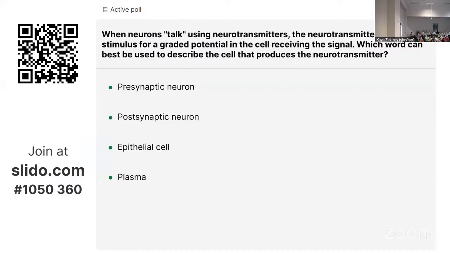Okay. So we're about to talk about the steps of communication at a synapse, which is going to focus on sending out neurotransmitters and receiving them. So when we talk about cells talking using neurotransmitters, what's actually happening from a mechanism perspective is that we have a neurotransmitter that's acting as a stimulus for a graded potential in a cell that's receiving that signal. So using the terminology that we've just learned, how might we refer to the cell that was making that neurotransmitter?